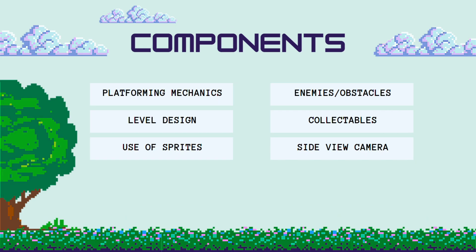Along with that, we established the six basic components of a 2D platforming game. These six components are the platforming mechanics, level design, use of sprites, enemies or obstacles, collectibles, and a side view camera.